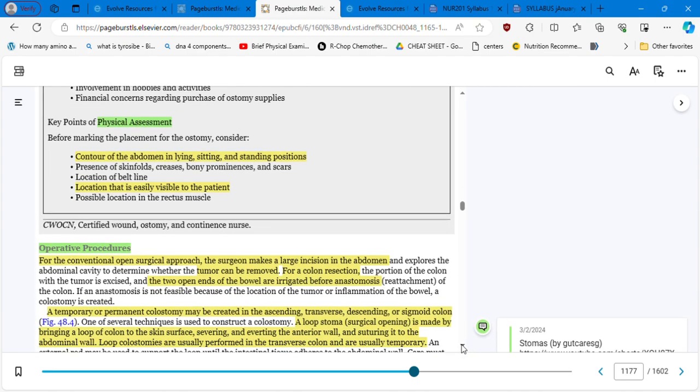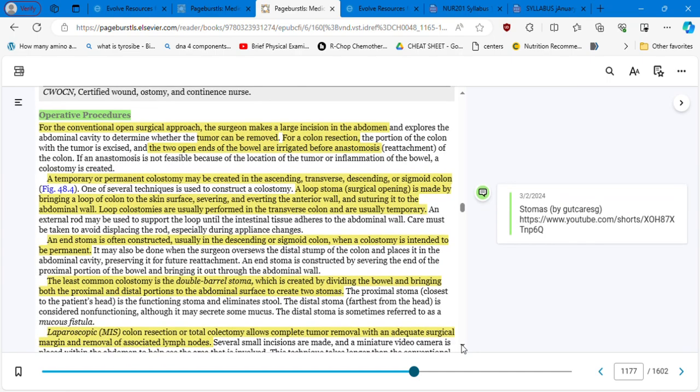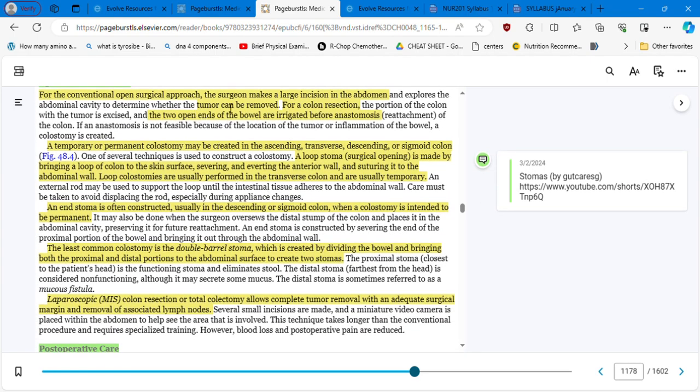Okay, operative procedures. For the conventional open surgical approach, the surgeon makes a large incision in the abdomen, the tumor can be removed, and a colon resection is done. The 2 open ends of the bowel are irrigated before anastomosis, okay? So a temporary or permanent colostomy may be created in the ascending, transverse, descending, or sigmoid colon.